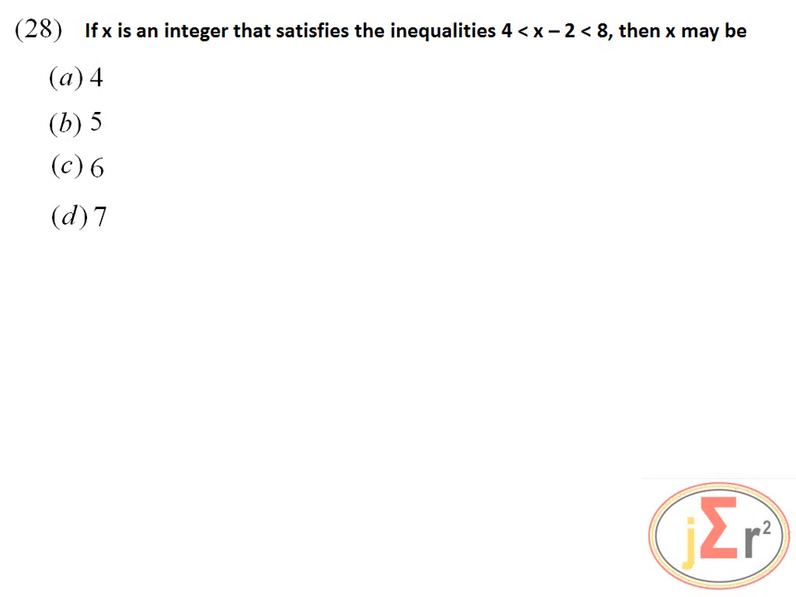If x is an integer that satisfies the inequalities, 4 is less than x minus 2 is less than 8. That is, x minus 2 is between 4 and 8. But 4 and 8 are not to be included. We have that inequality, 4 is less than x minus 2 is less than 8. And then we need to find what the value of x may be by considering these options.